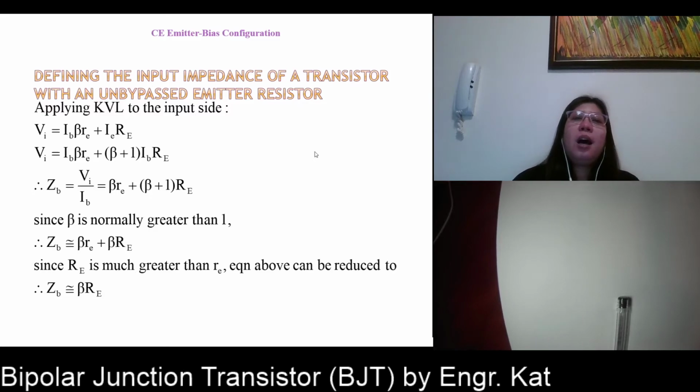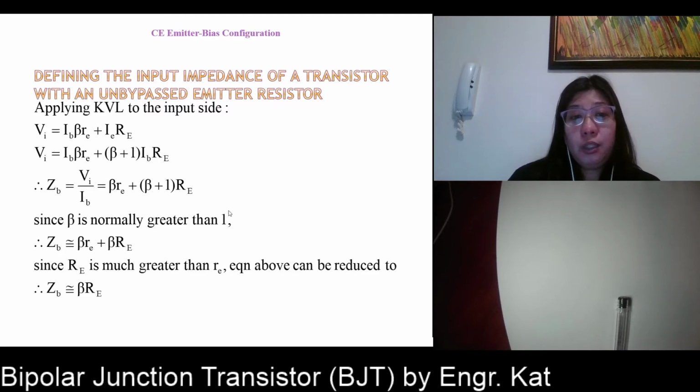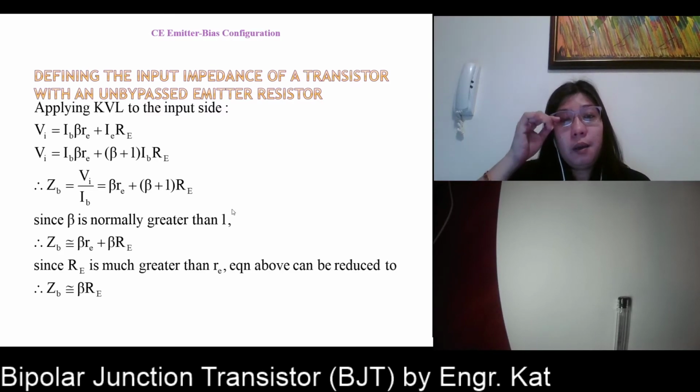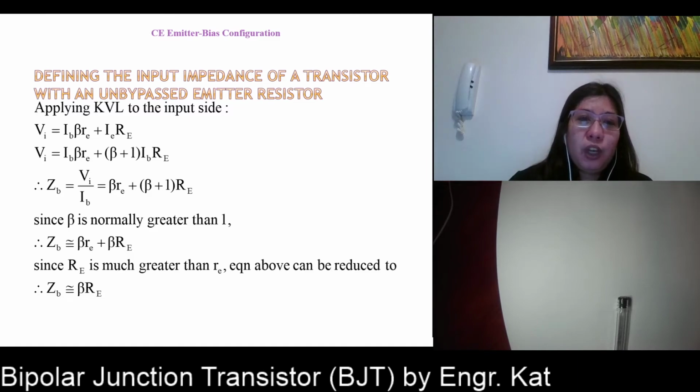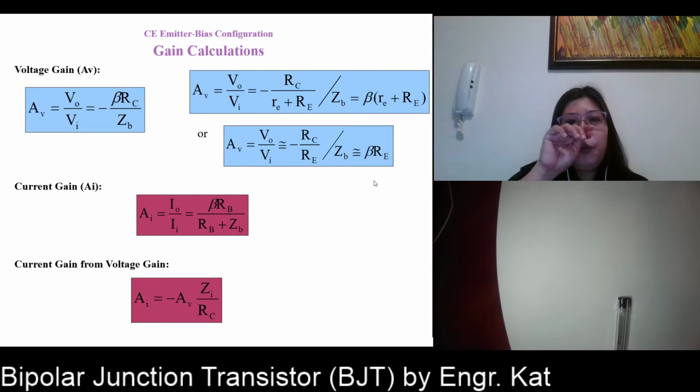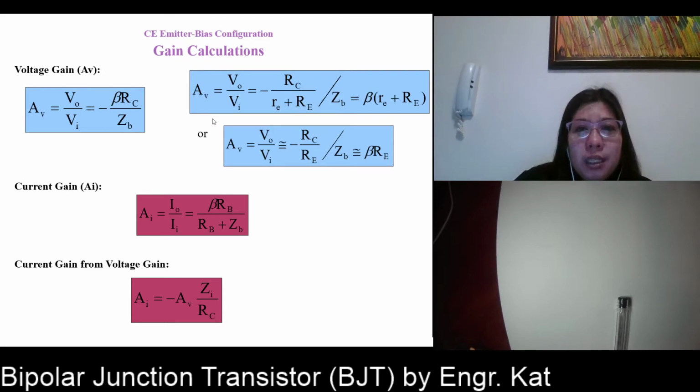So here are the derivations. If you can kindly understand the derivation, it is given step by step. So I don't think there will be a problem in deriving the formulas. Okay. So for the voltage gain, as you can see, it becomes negative RC all over RE. Take note, it is RE with the capital letter. So usually RC is in terms of kilo ohms, while RE is in terms of ohms only.